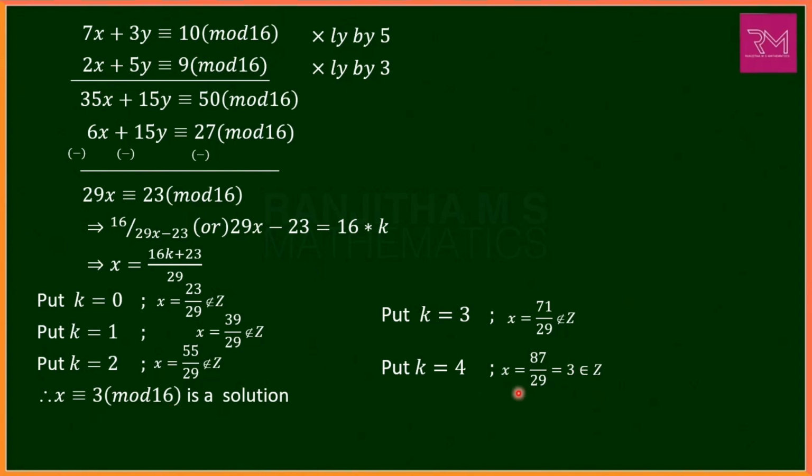Here, once we obtain x value as an integer, we have to stop the procedure and consider x is congruent to that value under mod 16 is a solution. Here we find x value as 3. Also, we have to find y value. For that, next step is we have to put x is equal to 3 in equation 1 or equation 2. Here we have to put x is equal to 3 in the given linear congruency.